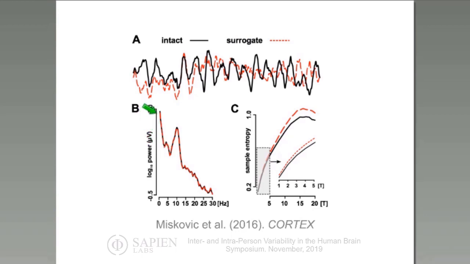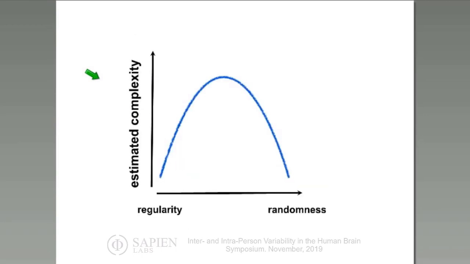And what you see is that if you take a traditional spectral power approach, you cannot differentiate the intact and the surrogate time series. They look completely identical. However, they do diverge when you do multi-scale entropy analysis at multiple time scales, and at increasingly coarse time scales, they diverge even more. So this is just to demonstrate that there is some unique variance that is being explained by these sample entropy measures relative to classical spectral power.